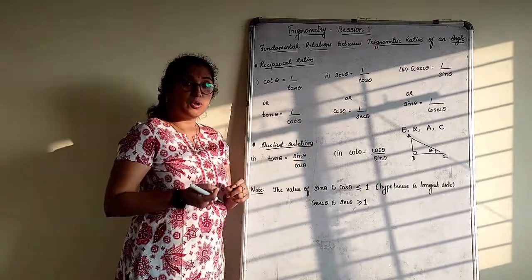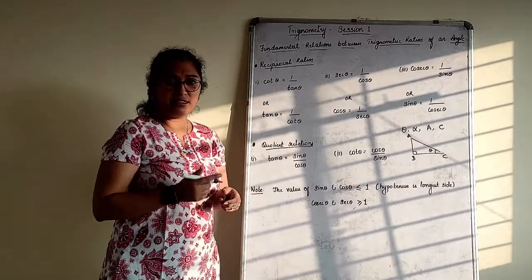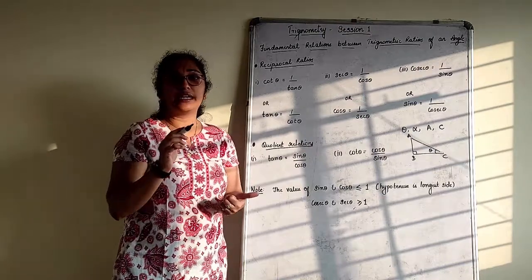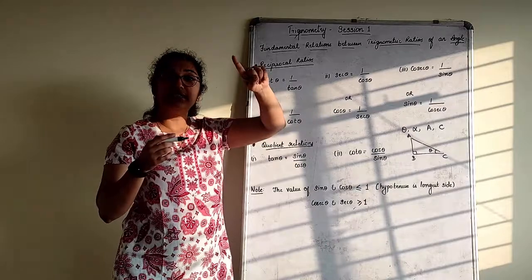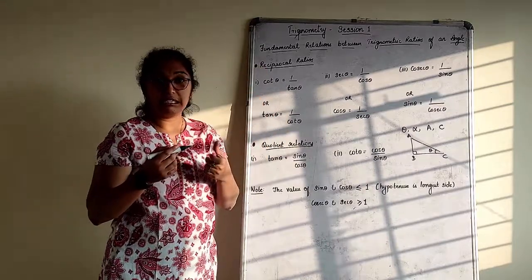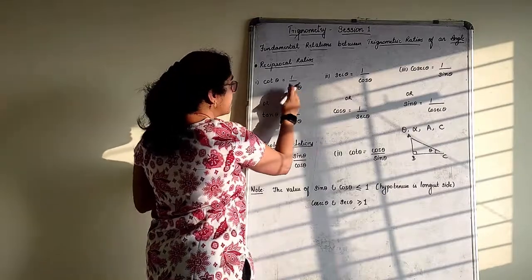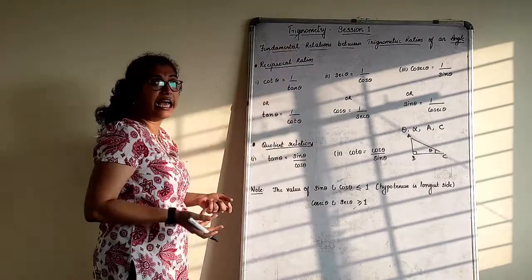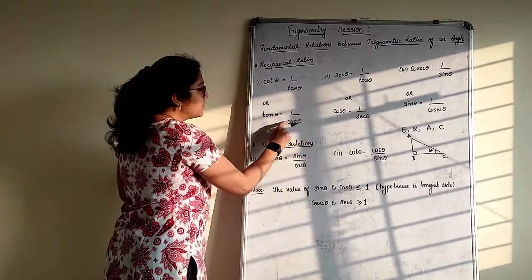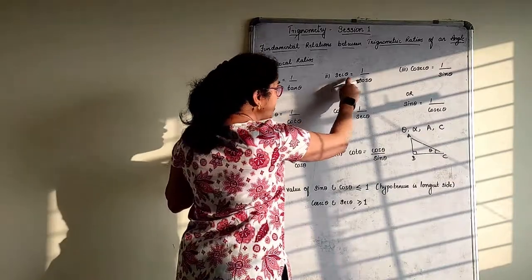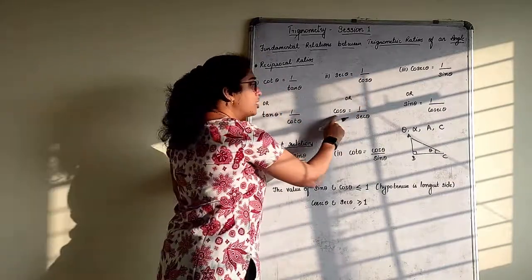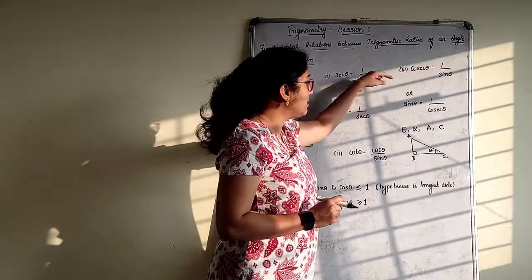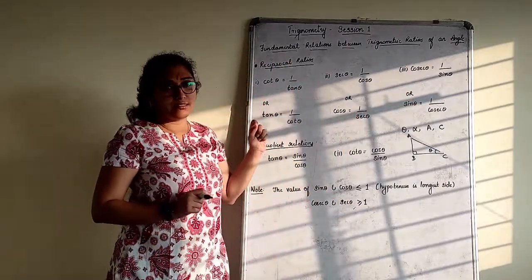So cot theta, when we talk about reciprocal ratios, is 1 by tan. Cot is the reciprocal of tan. Cot is adjacent by opposite. If I take the reciprocal of cot, I get opposite by adjacent, which is nothing but tan. Tan is 1 upon opposite by adjacent, and if I reverse that, I get cot. Or tan is 1 by cot. Sec theta is 1 by cos theta, or cos theta is 1 by sec theta. Cosec theta is 1 by sin theta, or sin theta is 1 by cosec theta.